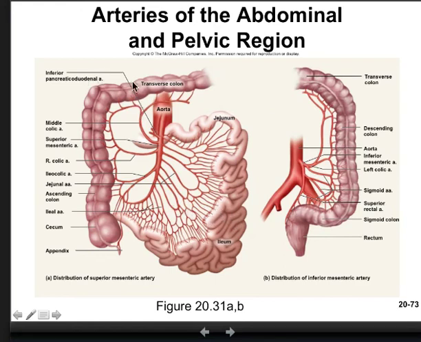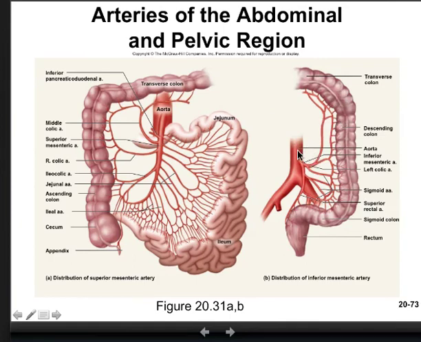So you can see here the inferior pancreaticoduodenal artery, supplying the pancreas and the duodenum. You can see the middle colic artery, which supplies the transverse colon. Superior mesenteric artery down here. The right colic artery. The jejunal arteries that supply the jejunum. The ileal arteries that supply the ileum, the middle portion of the small intestine. And that's basically it.